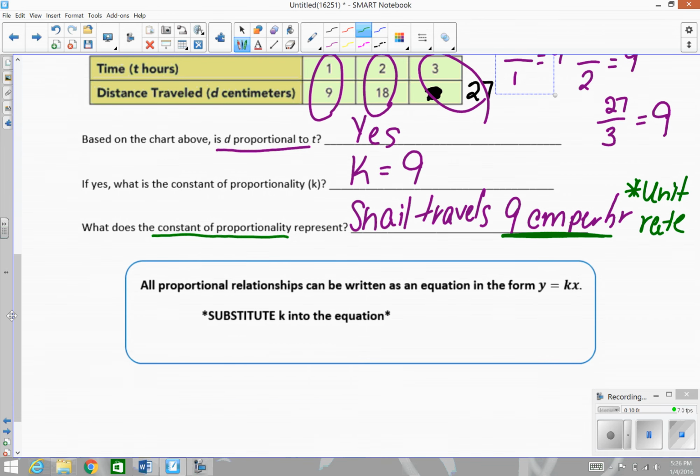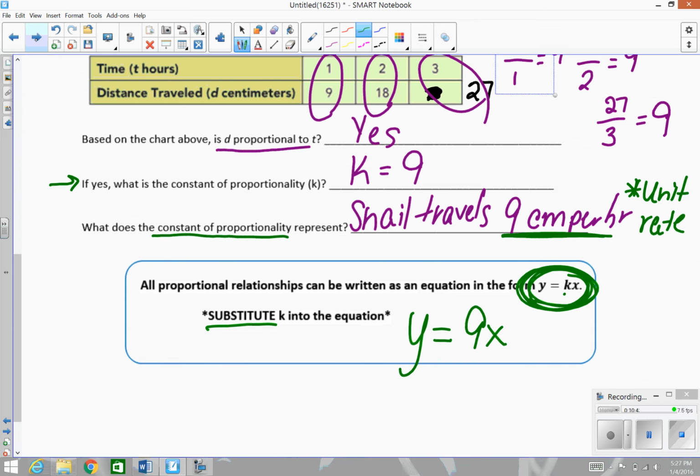And the last thing they asked us for was an equation. This is something that you have to know. If you have a proportional relationship, we can write an equation in the form y equals kx. The only thing you have to do is substitute in the k. So if you look back up here, what did k equal? k equaled 9. So we would say y equals 9x. All I did was change that k to a 9.